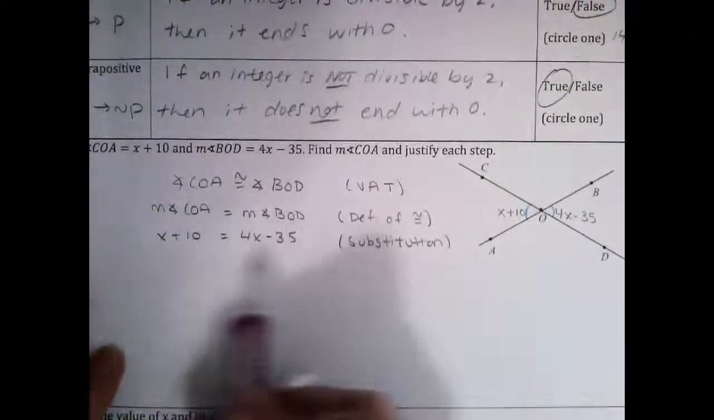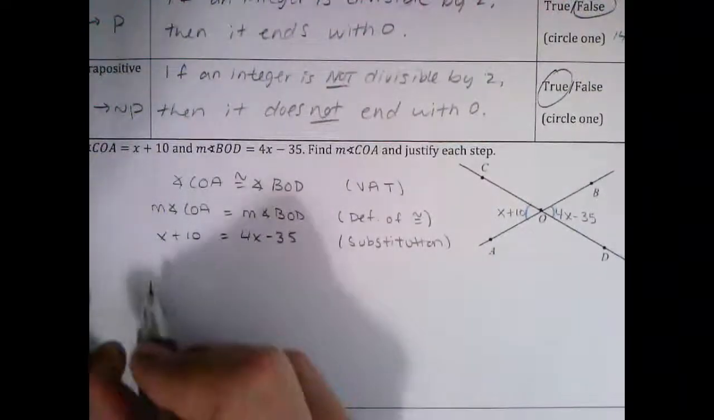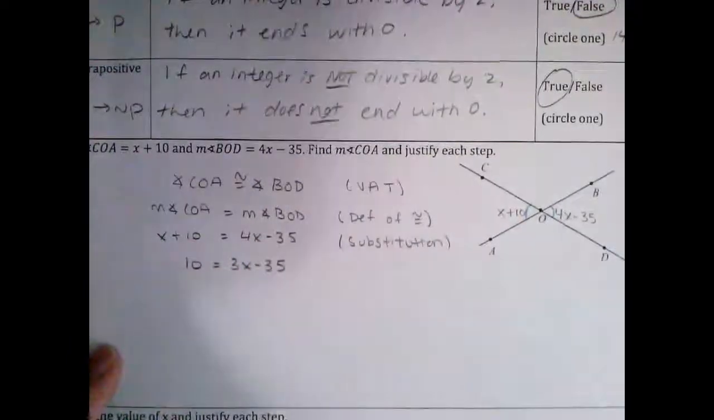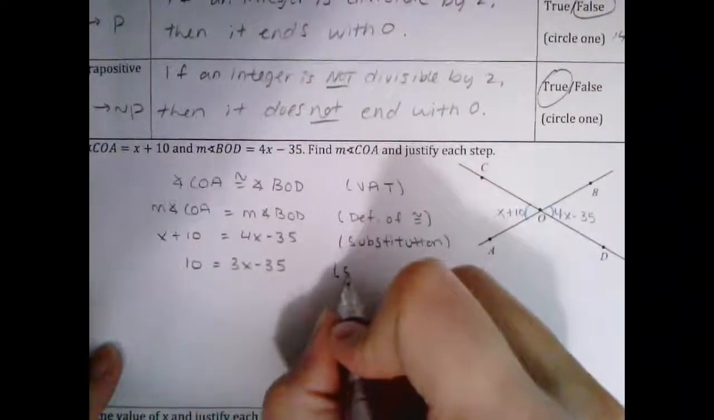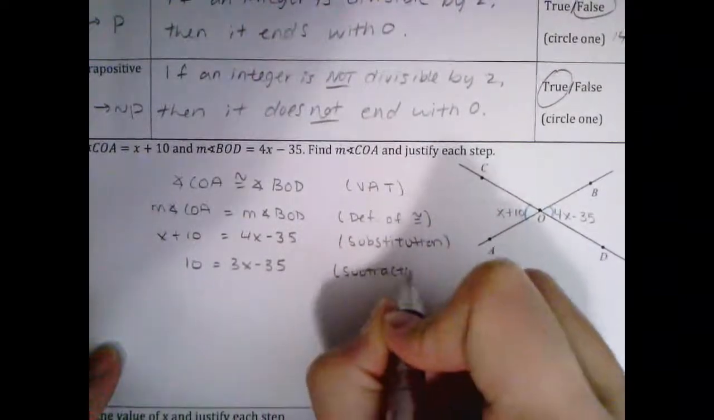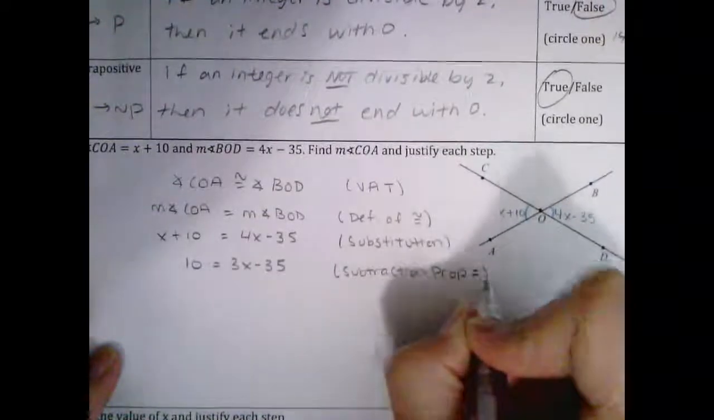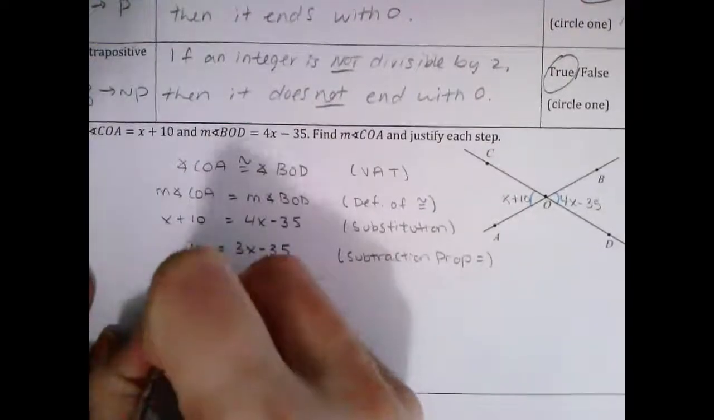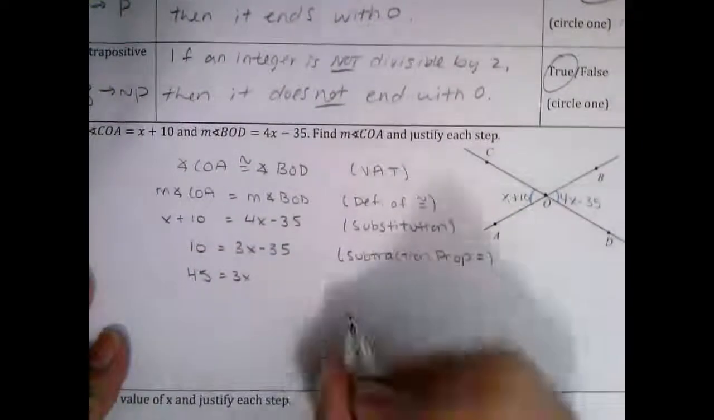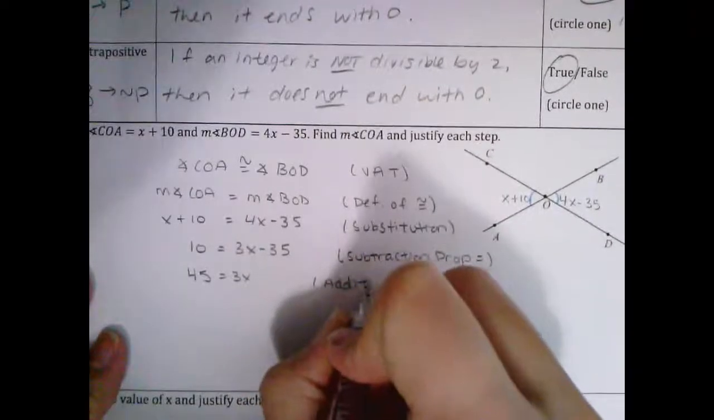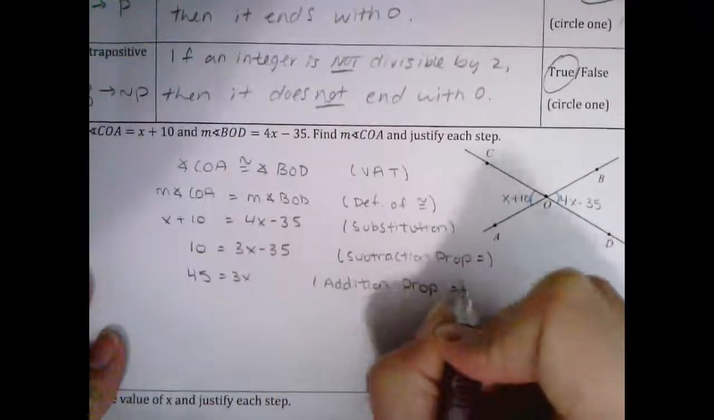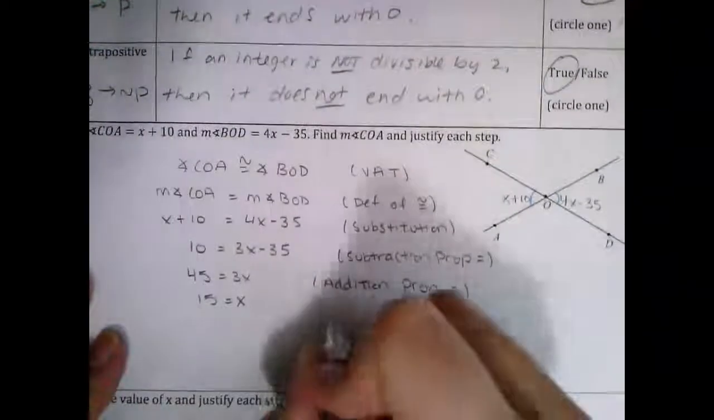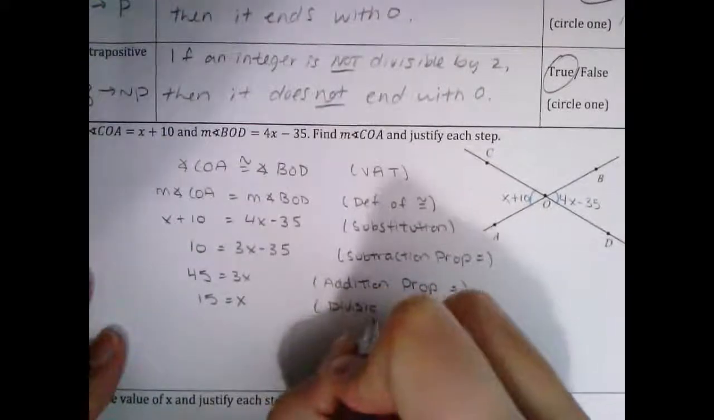Now I need to solve this equation. So one way I can solve is I can subtract x from both sides. That would be the subtraction property of equality. After that, I would add 35. That would be the addition property of equality. And then I can divide by 3. That's the division property of equality.